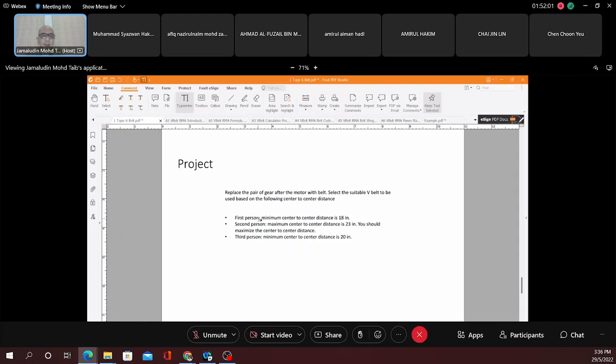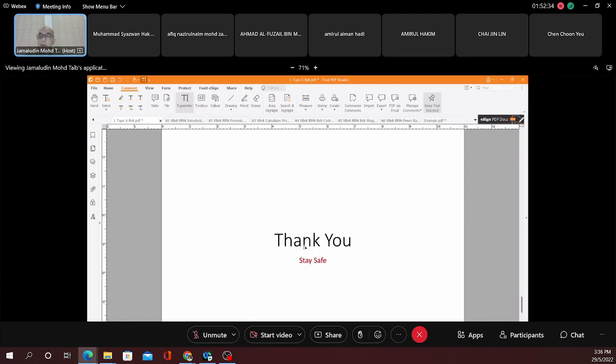The first person will do a minimum center to center distance of 80 inches. Whatever you choose, the smaller one. The second person, among you, you have to choose, I will do the first one. The second person will do a maximum center distance of 23. And finally, a minimum center to center distance of 20. If 2%, choose the first and second. If 3%, choose first, second, and third. That will be the project. I think that should be all.